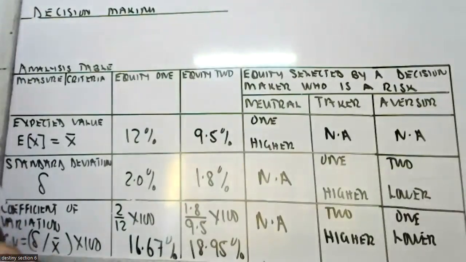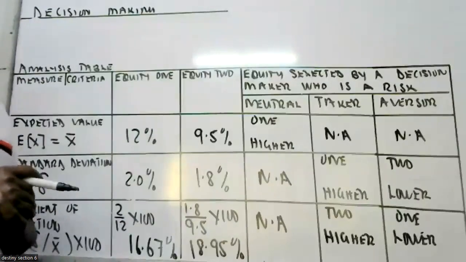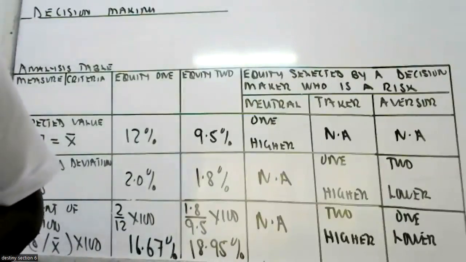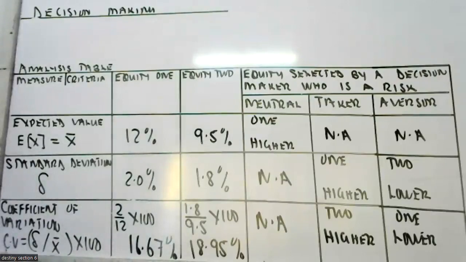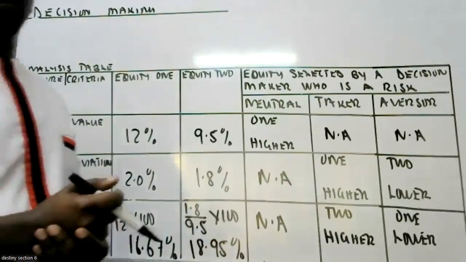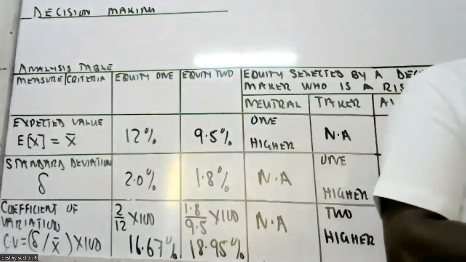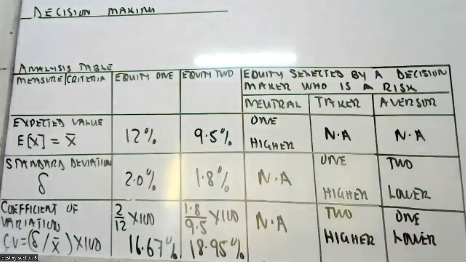So the conclusion, down there below the table, I make a conclusion. On the basis of minimizing risk, the investors should take equity 1, since it has a lower risk according to coefficient of variation.